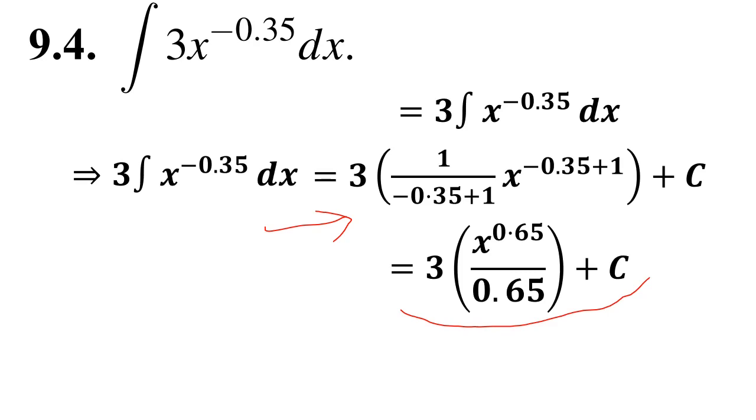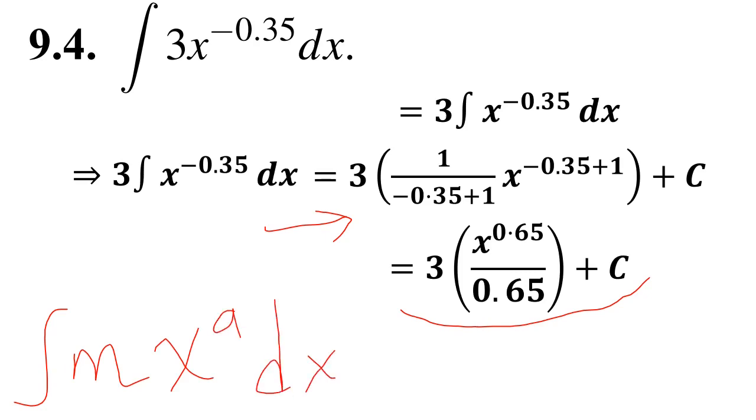So as a review, if you have a constant m multiplied by x to the power a and you are integrating with respect to x, then you can always take your constant out of your integral sign and you proceed with your integration by simply applying your integration formula.